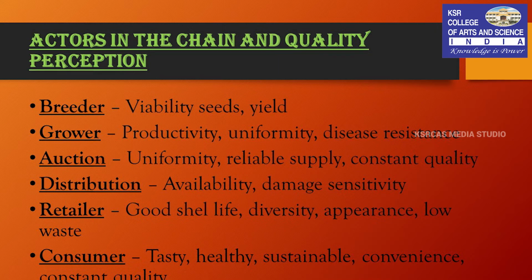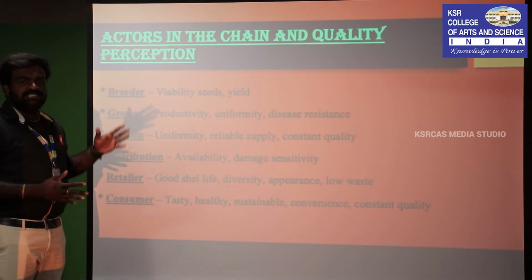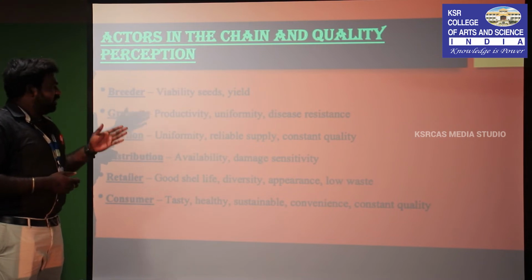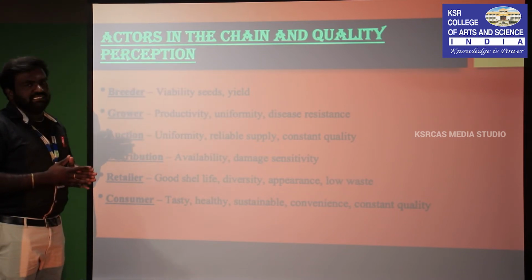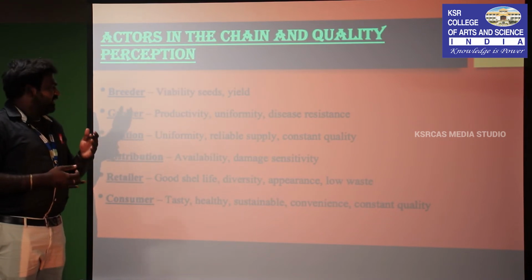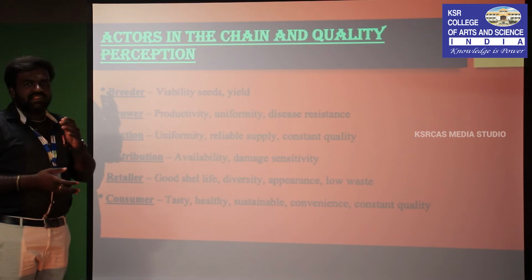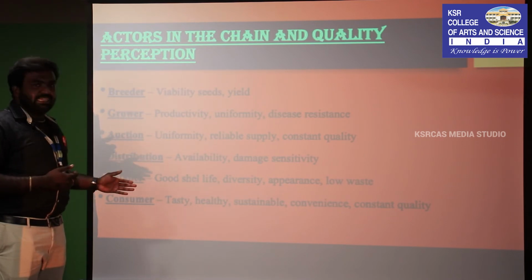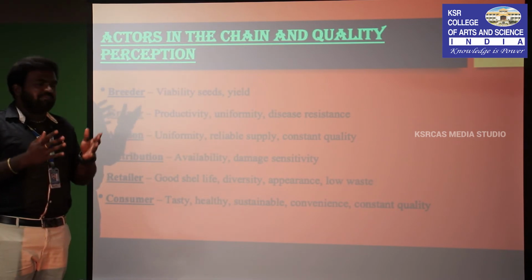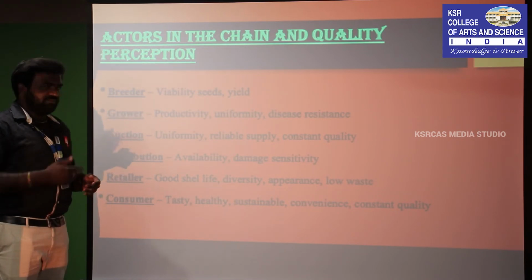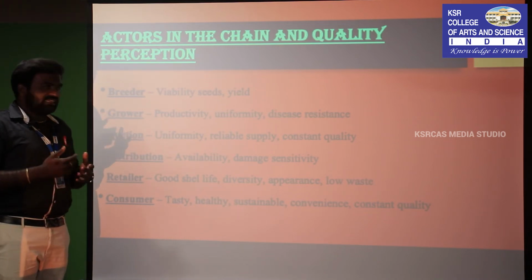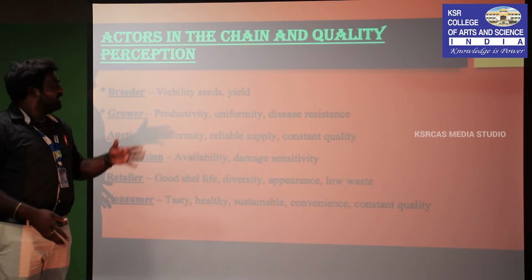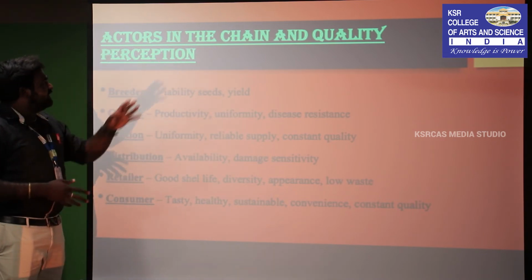Next, the actors in the chain and quality perception. First one is breeder, which is viability, seed and yield. Next one grower: productivity, uniformity and disease resistance. Next one is auction: uniformity, reliable supply and constant quality. Next distribution: availability and damage sensitivity. Next retailer: good shelf life, diversity, appearance and low waste. Next consumer, the human, with preferences like tasty, healthy, sustainable, convenience and constant quality. So, in this slide the breeder to consumer is the quality chain of food perception.